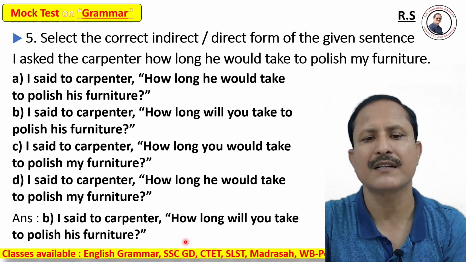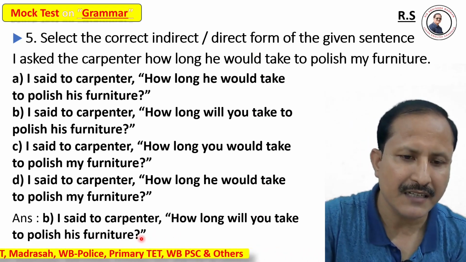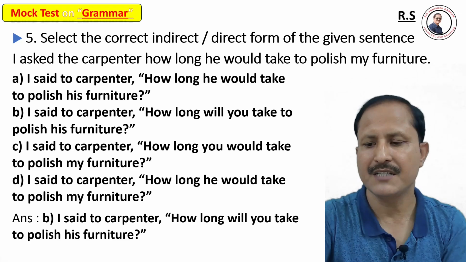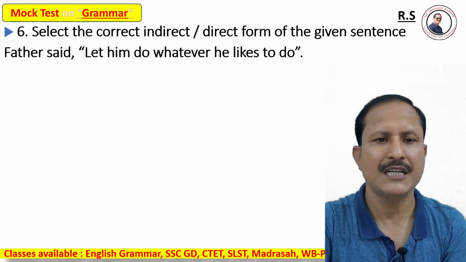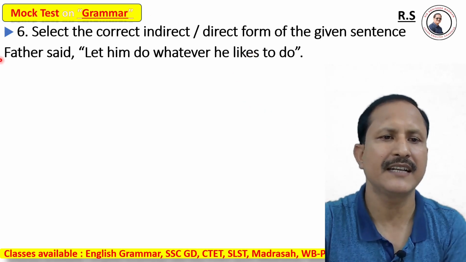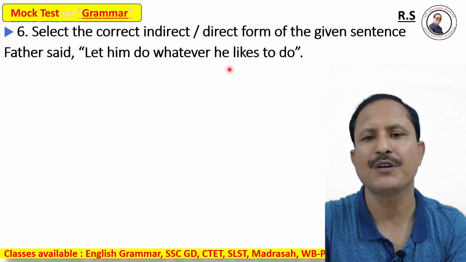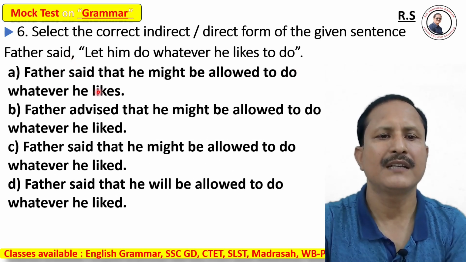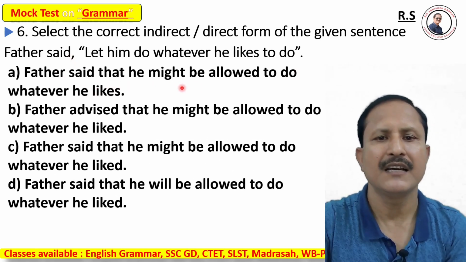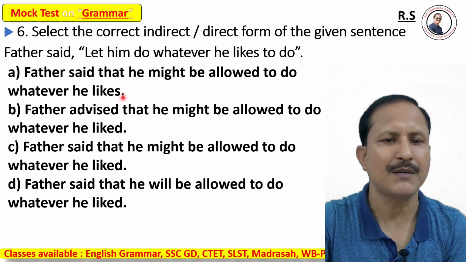So this would be the correct answer, and at the end of interrogation. Next, question number 6. Same direction: direct, indirect, or indirect, direct. Father said, "Let me do whatever he likes to do." Options. Option A, father said that he might be allowed to do whatever he likes.